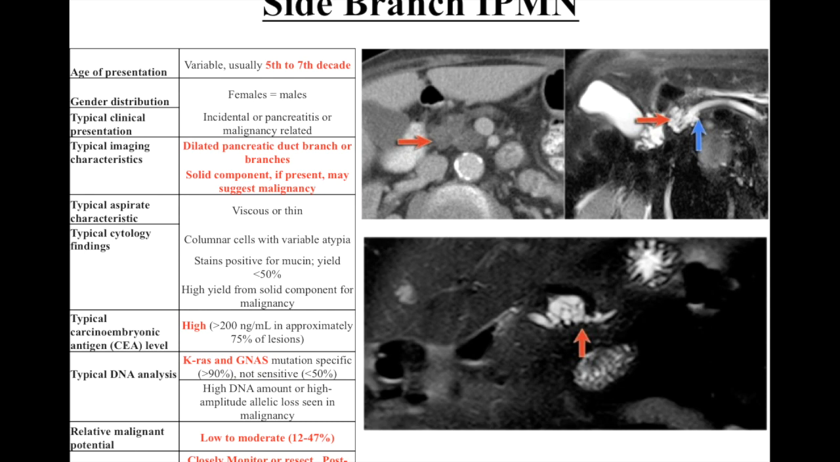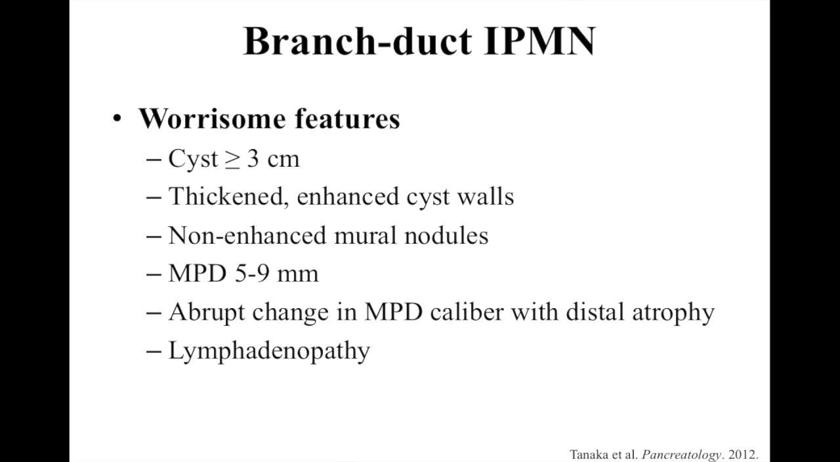For evaluation, I think side branch IPMNs are one of the times where MRI, MRCP are more helpful than pancreatic protocol CTs, in part because you can see the connection between these cysts and the main pancreatic duct, which will help differentiate them from mucinous cystic neoplasms. The concerning features for these side branch IPMNs are similar to the other concerning features we've talked about for mucinous cystic lesions, and those are your larger lesions with mural nodules, dilated pancreatic duct or progression of duct dilation on serial imaging, and if the radiologist sees any lymphadenopathy.